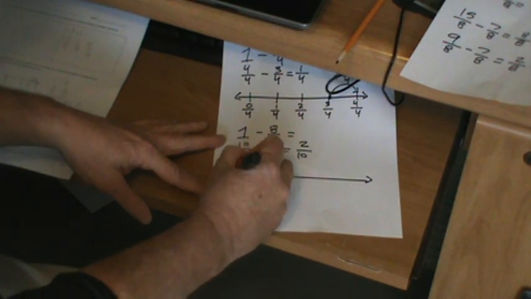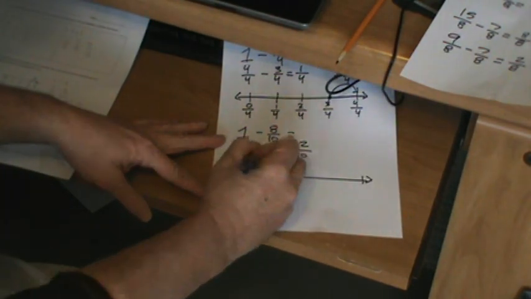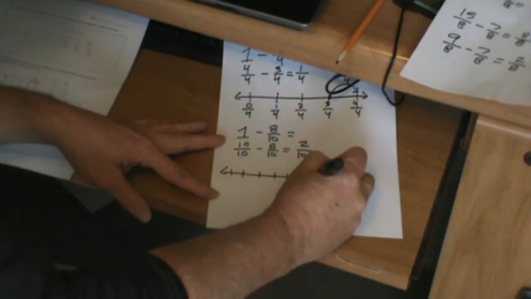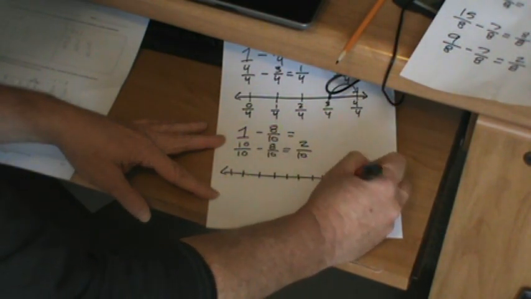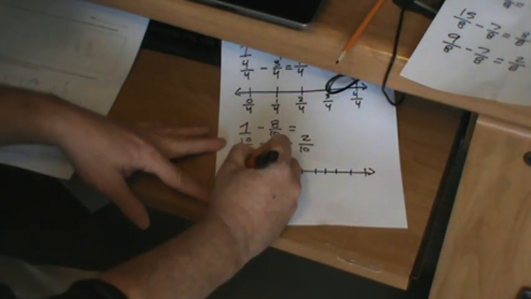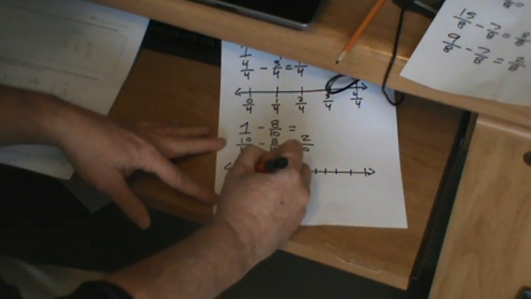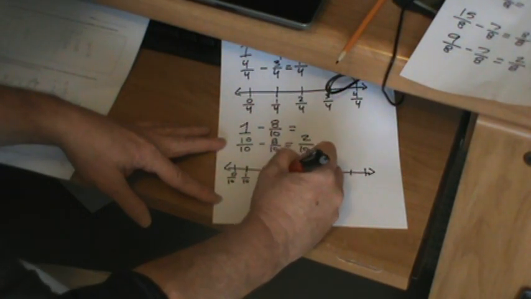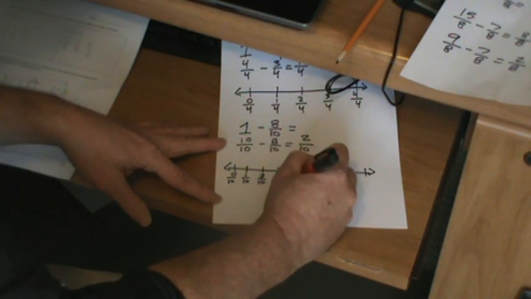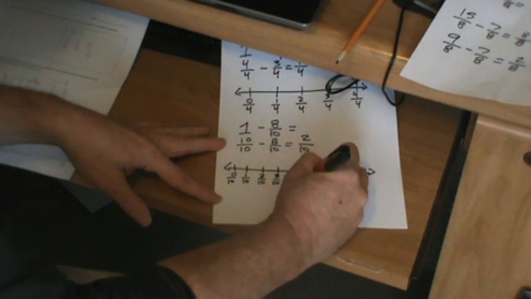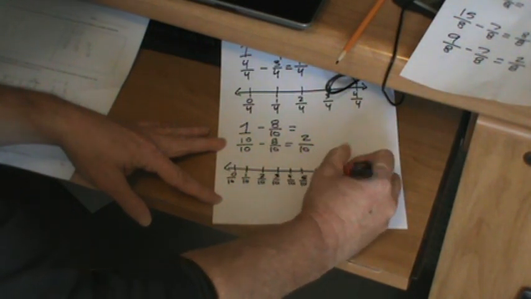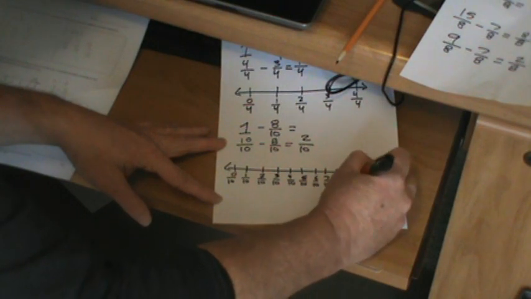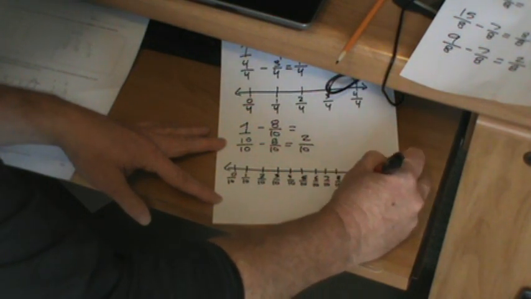So I'm going to make 10 notches. There's 0/10, 1/10, 2/10, 3/10, 4/10, 5/10, 6/10, 7/10, 8/10, 9/10, and 10/10. I'm going to go ahead and label those. 0/10, 1/10, 2/10, 3/10, 4/10, 5/10, 6/10, 7/10, 8/10, 9/10, and 10/10.